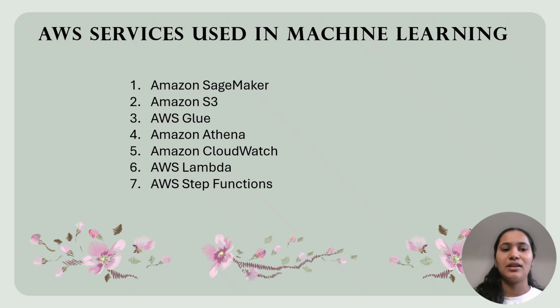AWS Glue is used for ETL, data cataloging, and data preparation. It helps clean, organize, and transform data before it is used for training. Fourth is the Amazon Athena. It allows users to query data stored in Amazon S3 using SQL without needing to move the data into a separate database.